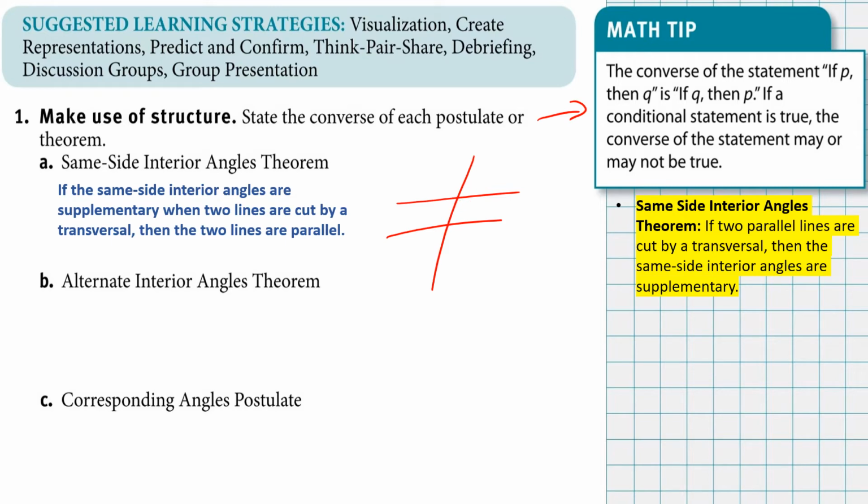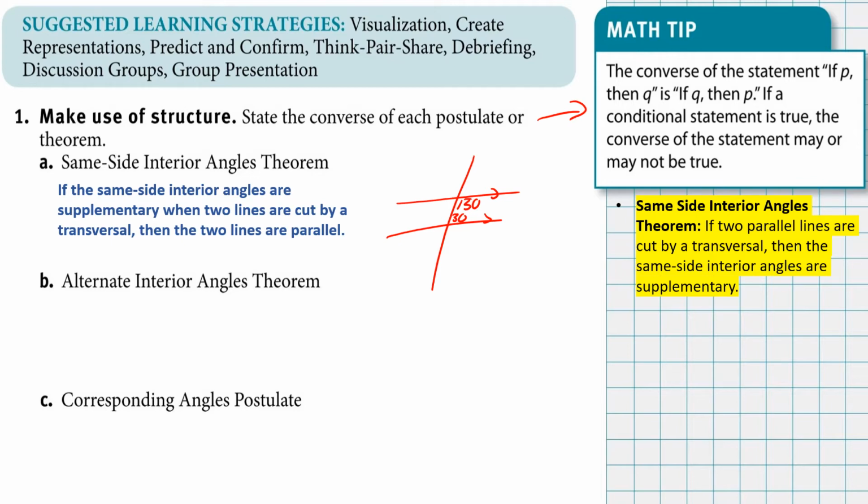Say one is 150, and say one is 30. If I know those two measures and I see they add up to 180, and I know they're same side interior angles, then from there I can say that the two lines that are being cut are parallel. It's a very nice thing we have here.